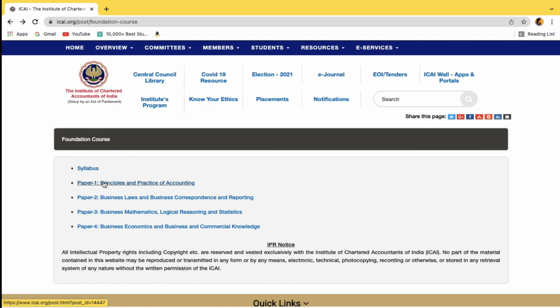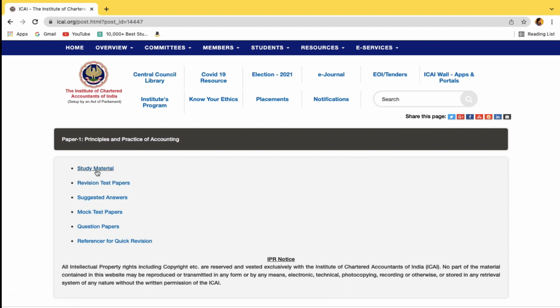For all the students who have not received your ICAI material till now, or who want to study through laptop, you can have a look at this website and study from here itself. For paper number 1, you have your study material, RTPs, suggested answers, mock test papers, question papers as well, and a referencer for quick revision also. Beautiful material is provided by the institute, so you can get a detailed idea about all the subjects and score very good marks in your exam.